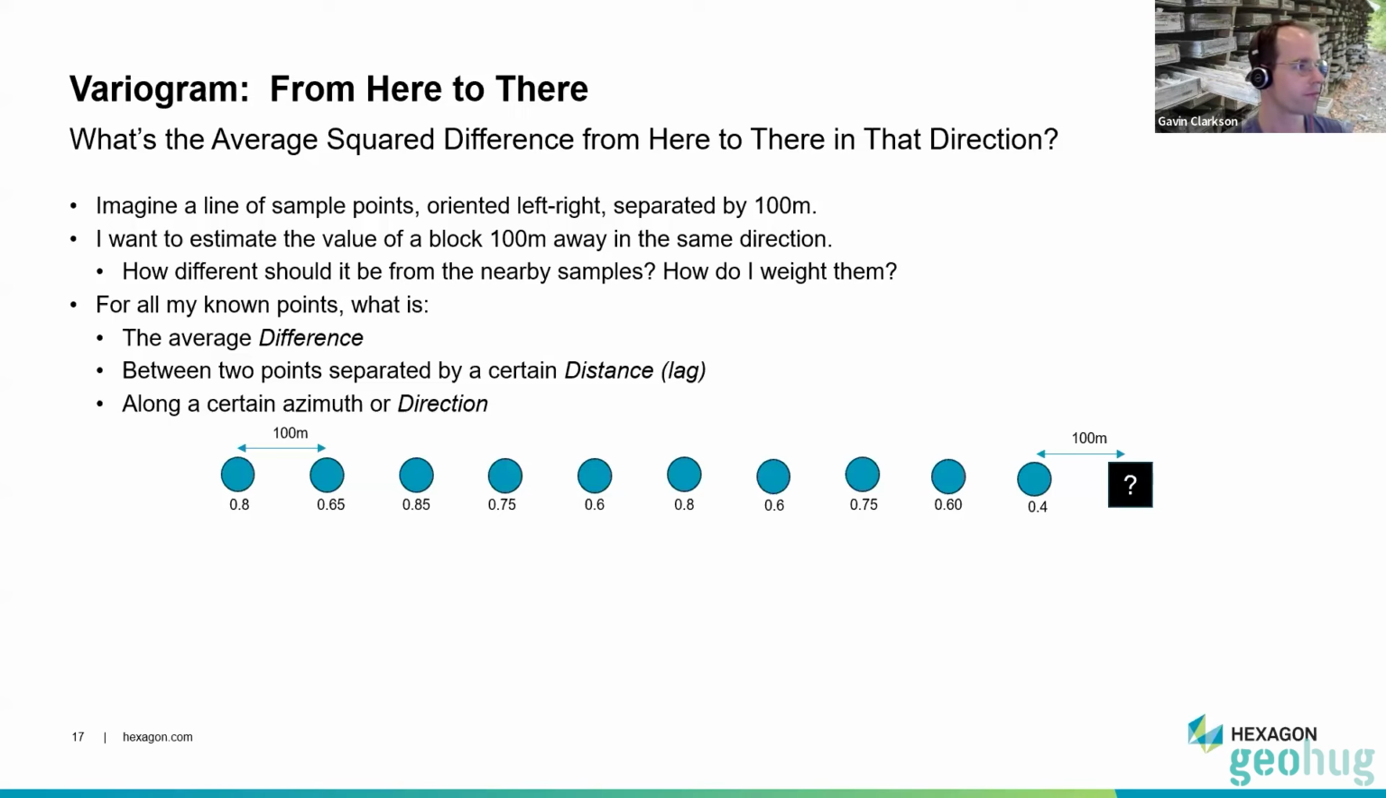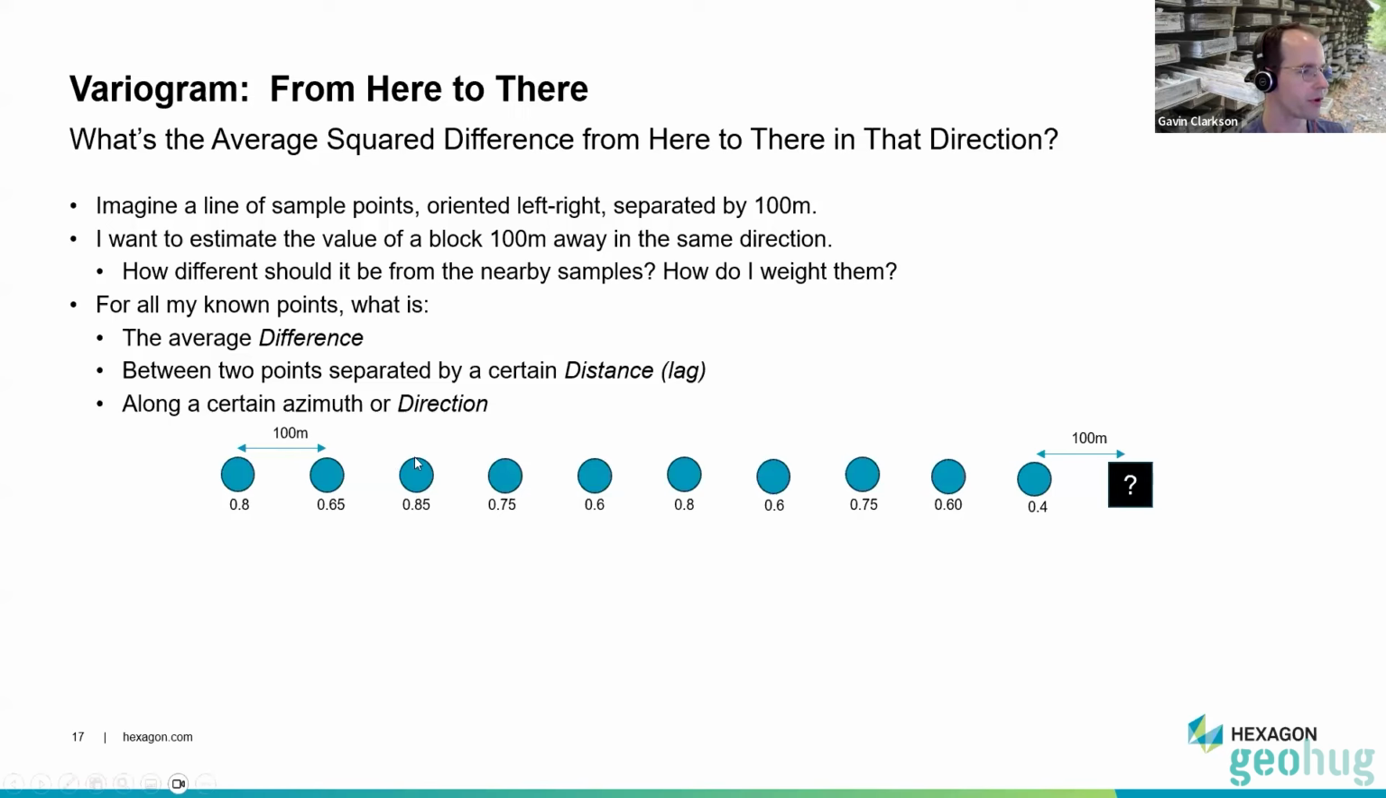So let's say I have a line of sample points oriented left to right. So the direction we're looking is left to right. And let's say I've got an unknown point, that block on the far right there. And it's along the same direction, so from left to right, and it's 100 meters away. And I want to know, like, how should I weight samples nearby it? Like, how different should it be from its surrounding samples in that direction? So for all my known sample points here, for that 100-meter spacing at which I want to estimate an unknown point, on average, how different should it be based off of all of these other sample points?